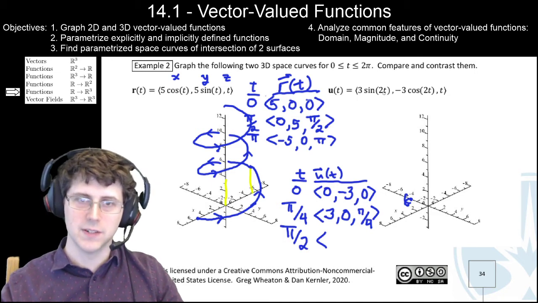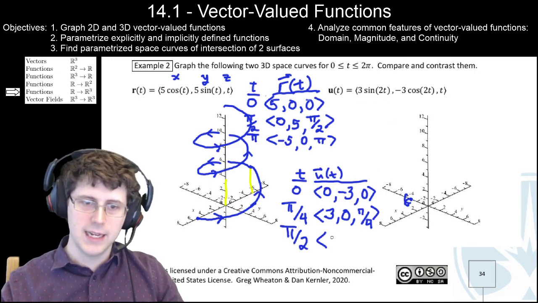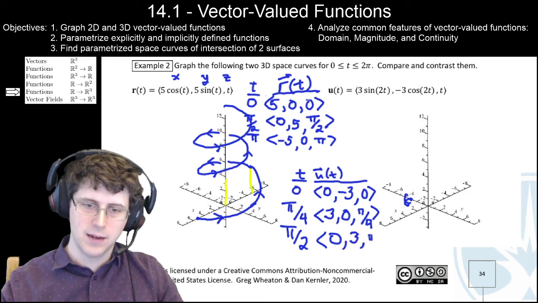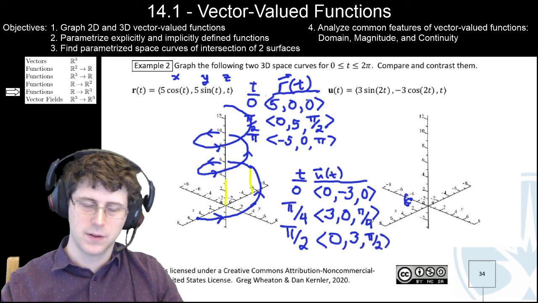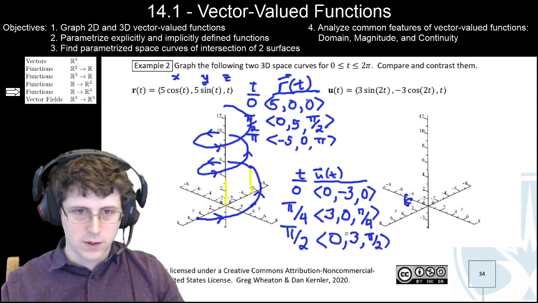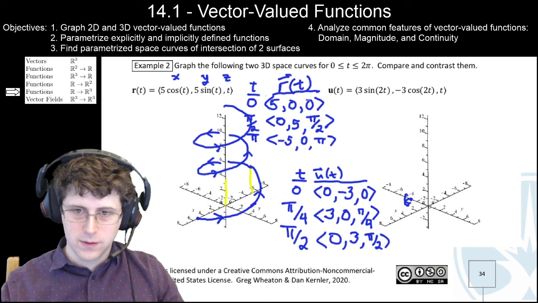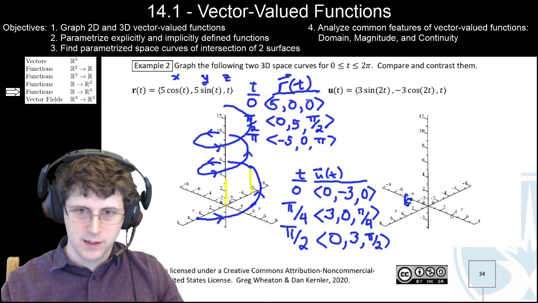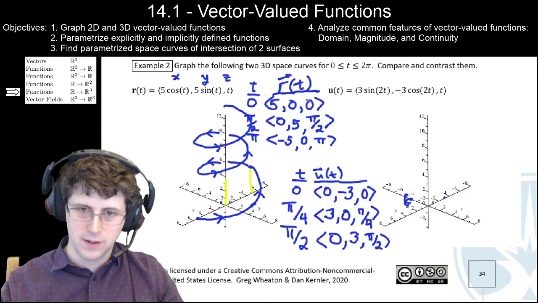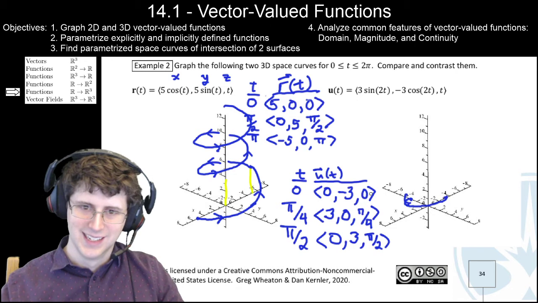So when t is pi over 2, I get 3 sine pi, that's 0. Minus 3 cosine pi, that's 3, and pi over 2. Okay, so x is 0, y is 3, and I go up by about 1.5. This arrow, though.